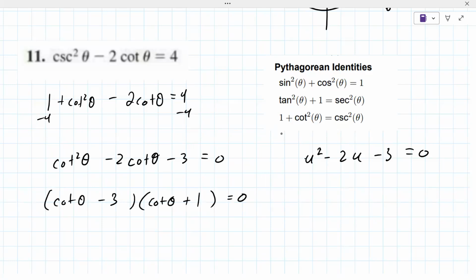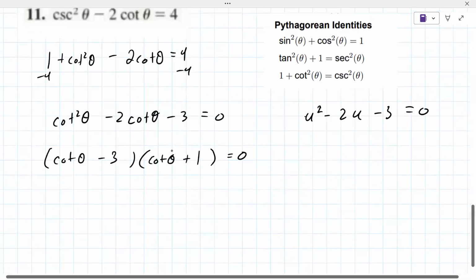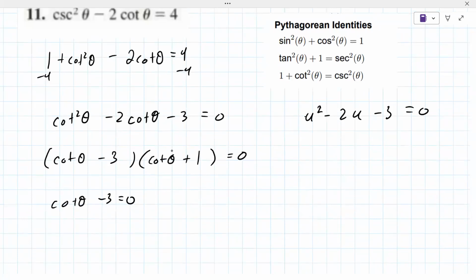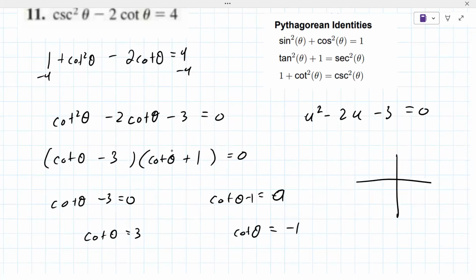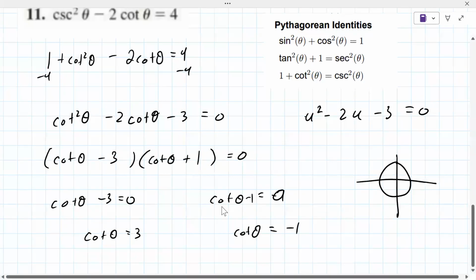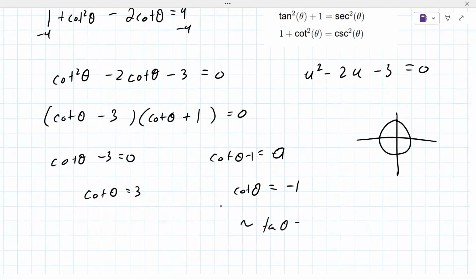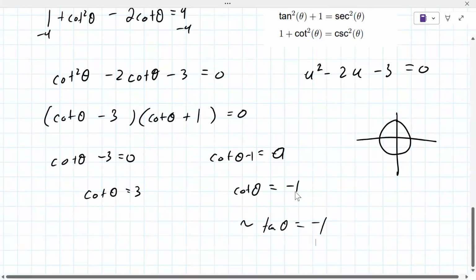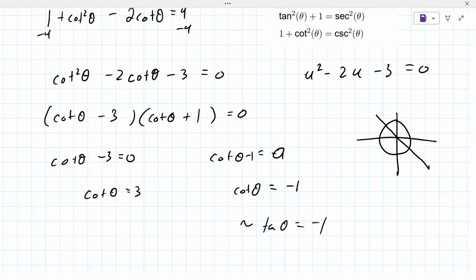Okay. So now you set those both equal to 0. And cotangent theta equals 3, cotangent theta equals -1. So on the unit circle, tangent and cotangent are reciprocals. So we're really trying to figure out where tangent of theta equals -1, because the reciprocal of -1 is still -1. And that occurs on this line right here, which is 3 pi over 4 and 7 pi over 4.